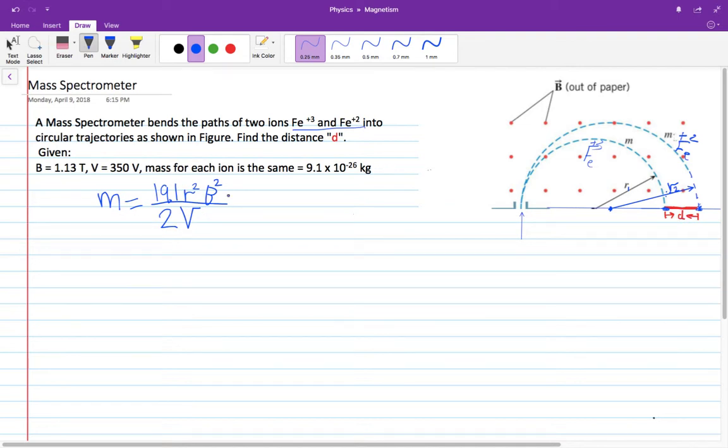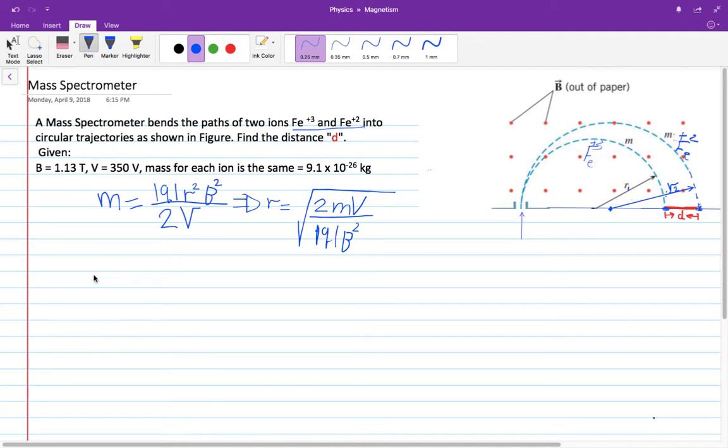Okay, so this equation for the mass has to be written in terms of the radius. If we do that, after some algebra, the radius will be equal to the square root of 2 times the mass times the voltage difference, divided by the charge Q times the magnetic field squared. Okay, now let's find R1 for Fe plus 3.